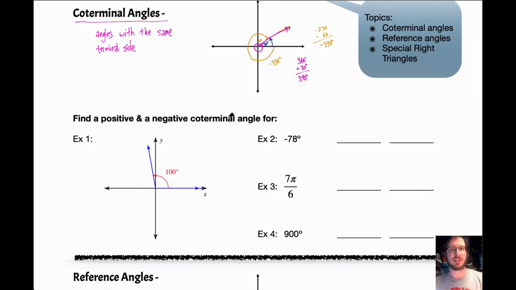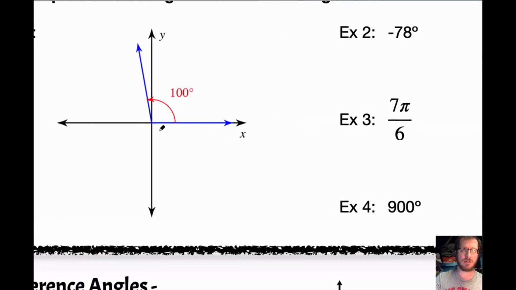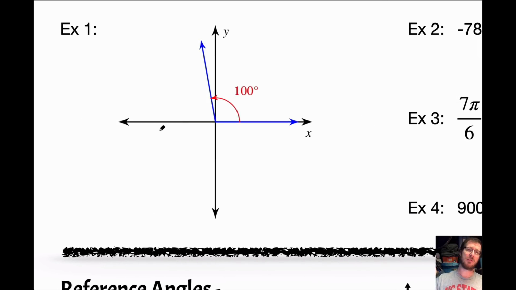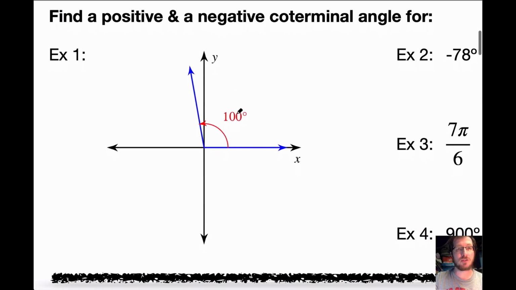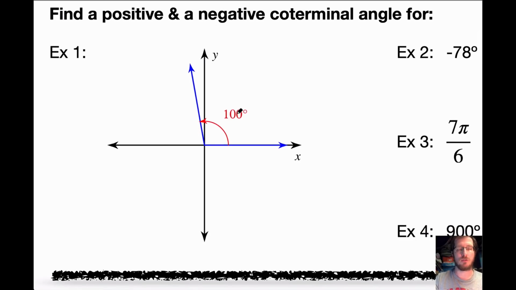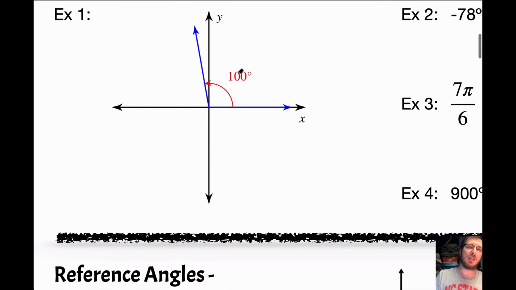All right, so let's look at some examples of coterminal angles. You'll be asked to find both a positive and a negative coterminal angle for a given angle a lot, and know that there are an infinite number of coterminal angles because we can go an infinite number of rotations and land on the same terminal side. So when you're asked for one positive, one negative, just know that there's not a unique answer to that. So if we're given, like in example number one, 100 degrees here.